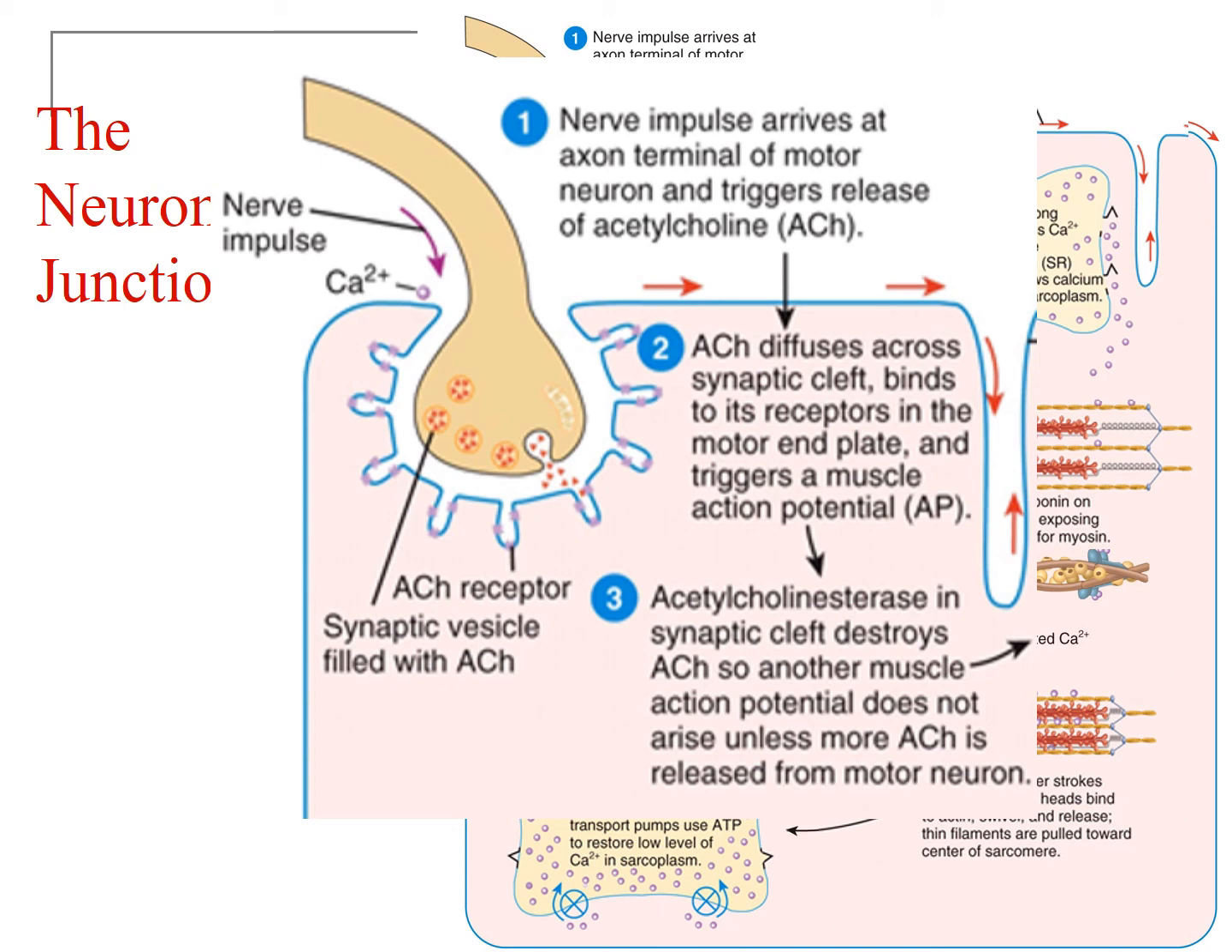This causes the release of acetylcholine. Acetylcholine will diffuse across the synaptic cleft. It binds to receptors in the motor end plate, and this will cause a muscle action potential just outside of the motor end plate. Now acetylcholinesterase in the synaptic cleft destroys acetylcholine, and so basically you're going to get one action potential out of this, but not a second one. To get a second muscle action potential, you're going to need a second neuron action potential.